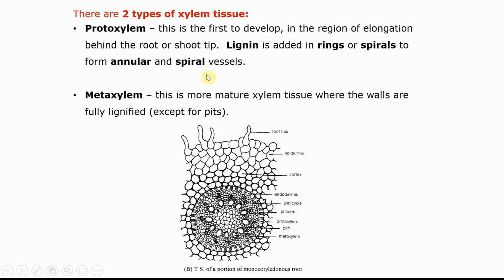Okay, top of three then. There are two main types, as we've said, proto and meta. So highlight these in your notes, 1 and 2. The proto is the first to develop. Pro just means kind of before, in the region of elongation just behind the root and shoot. You might remember a little bit of that from GCSE. Lignin is added in rings or spirals to form those very distinctive patterns.